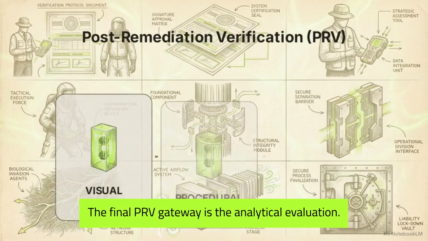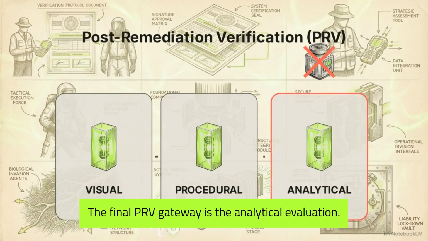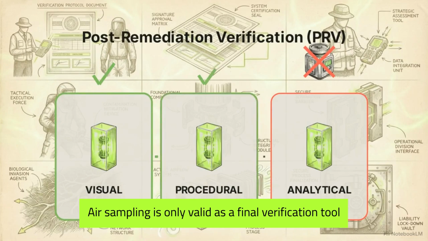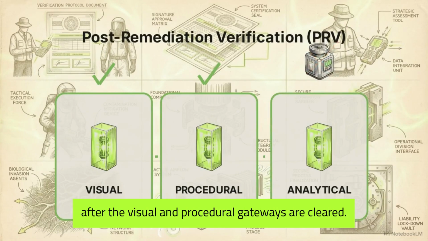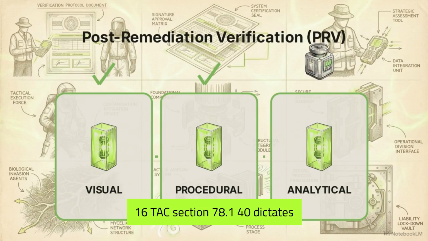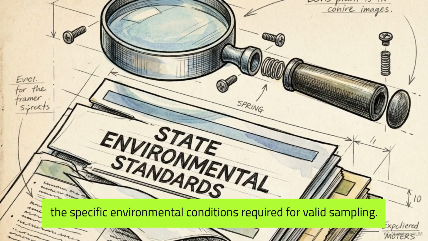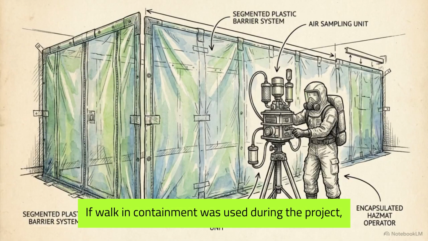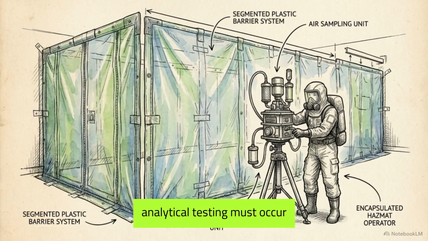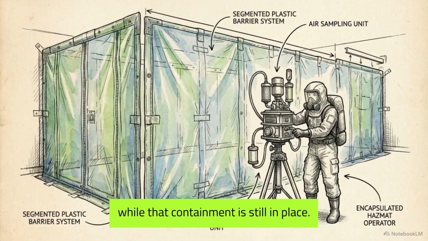The final PRV gateway is the analytical evaluation. Air sampling is only valid as a final verification tool after the visual and procedural gateways are cleared. 16 TAC Section 78.140 dictates the specific environmental conditions required for valid sampling. If walk-in containment was used during the project, analytical testing must occur while that containment is still in place.